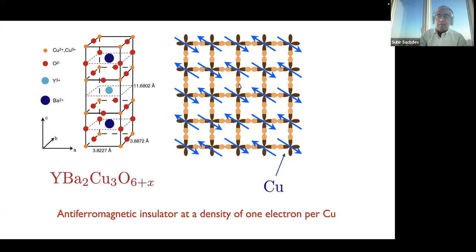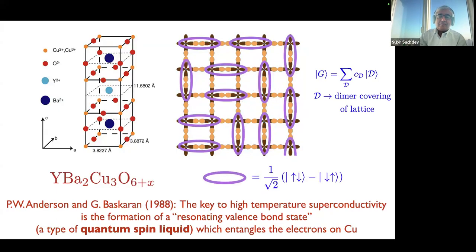it. But soon after the discovery, even though this material is now known to be an antiferromagnet, there was a very bold suggestion by Phil Anderson and Baskaran that really the correct state of the electrons we should think of was something they called a resonating valence bond state. So today we understand this resonating valence bond state as the simplest early example of a wide variety of phases of matter, which are called quantum spin liquids.